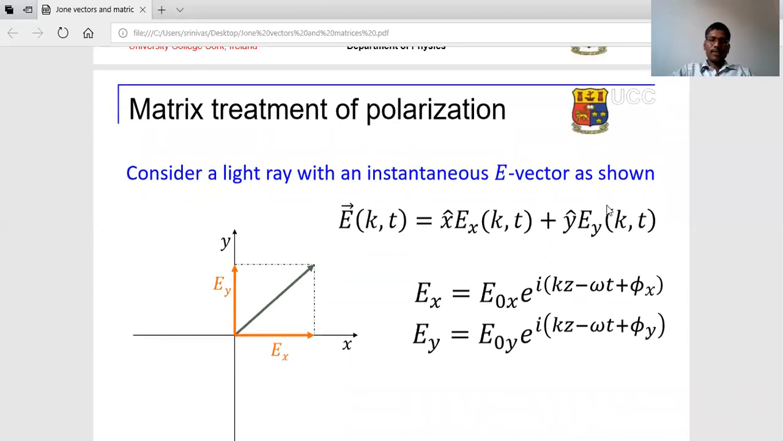Consider the light ray. That is an instantaneous electric field vector as shown in the figure. The electric field vector along the x-axis is Ex and along the y-axis is Ey. Then Ex we can define in terms of the plane wave equation, E naught x e^(i(kz - omega t + phi x)), and Ey is equal to E naught y e^(i(kz - omega t + phi y)). And phi x and phi y are the phases along the x and y axes respectively.